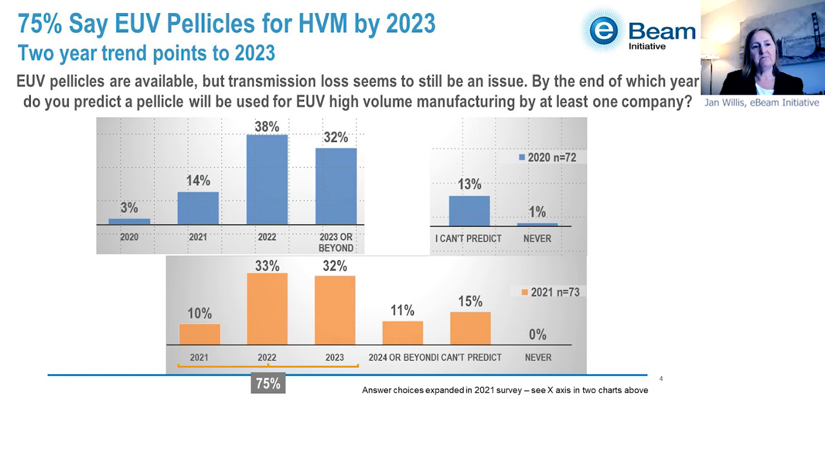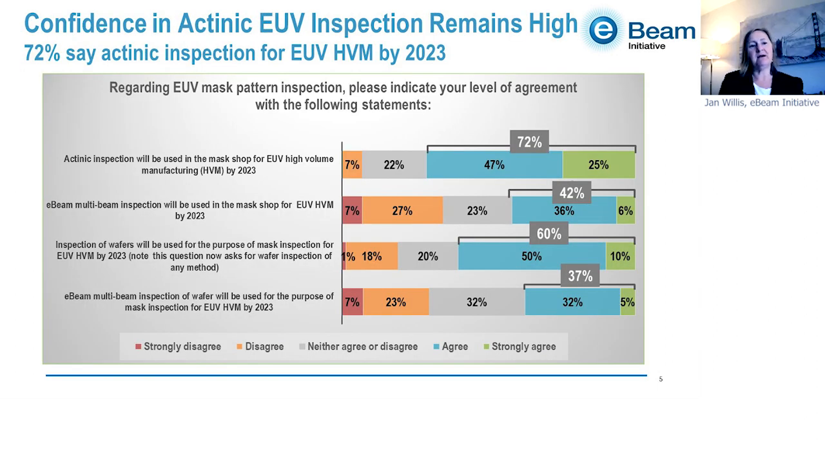Now, in another positive response about the infrastructure for EUV, we find that 72% agree with this first statement you see in the first line of the chart, that actinic inspection will be used in the mask shop for EUV high volume manufacturing by 2023. The way to read that first bar is that the blue and the green represent agreement, the orange and the red, as you see later, represents disagreement.